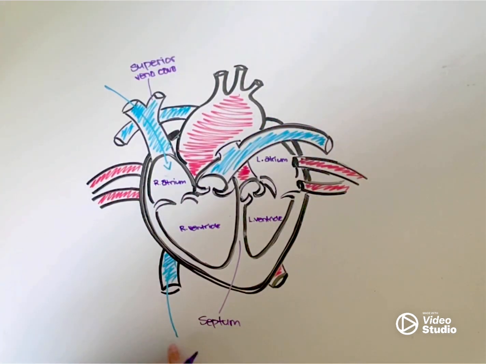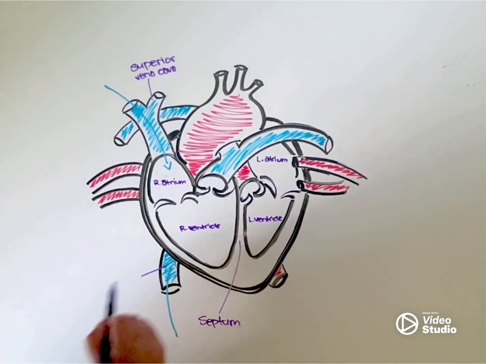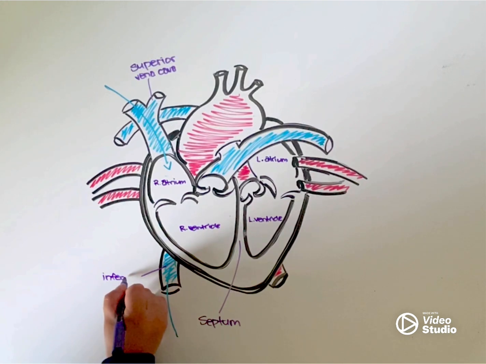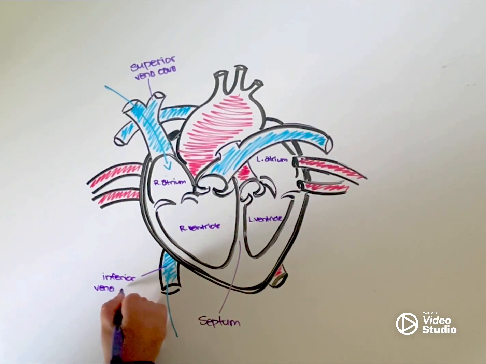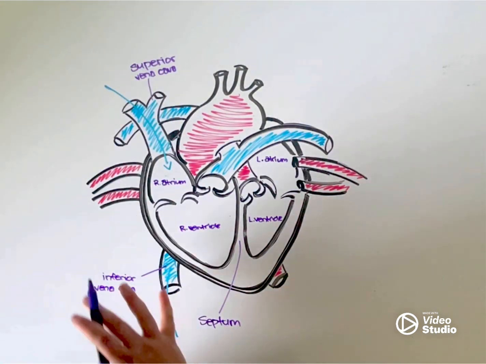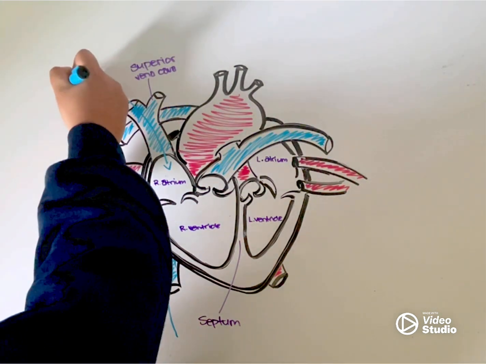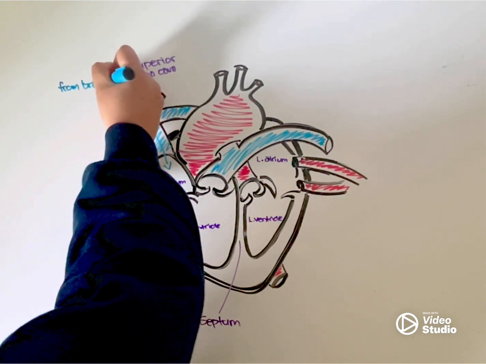Whereas the blood vessel that brings it from the lower half of your body is known as the inferior vena cava. Superior just means top and inferior means bottom. So this is the first path that blood takes, and that would be from the brain and the body back to the heart.